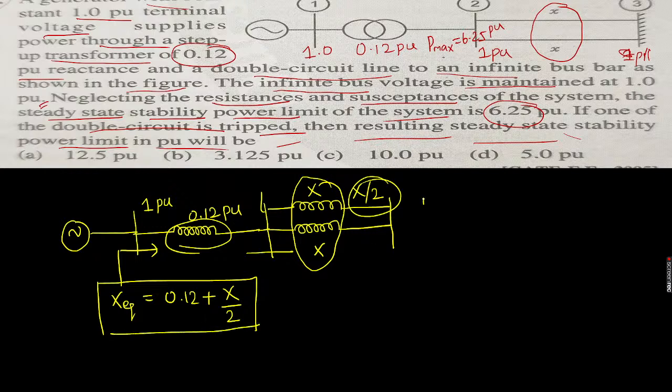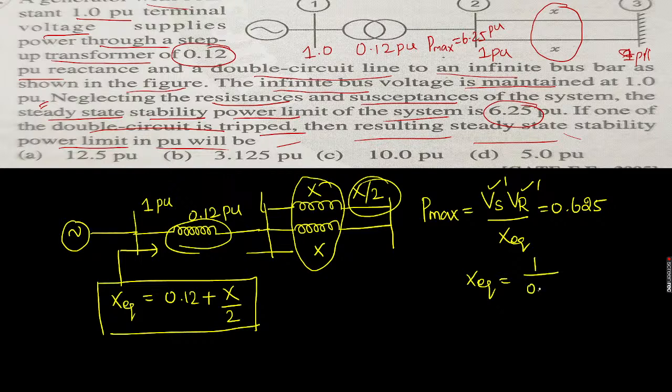Now case number 1, they told the maximum power transfer ability. What is the formula first of all? Sending end voltage into receiving end voltage divided by total reactance, X equivalent. This will be equal to 0.625. Yes, they told it is 0.625. From this, what is the total reactance? This voltage is 1, this is also 1, it is already clearly specified in the question. So the X equivalent will be 1 divided by 0.625. This is case number 1. Now this X equivalent can be written as 0.12 plus X by 2.